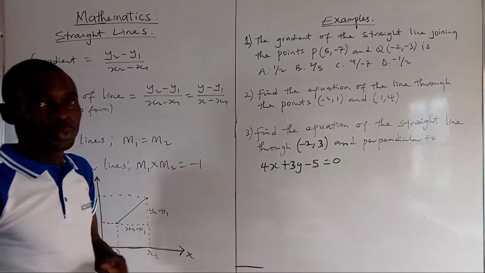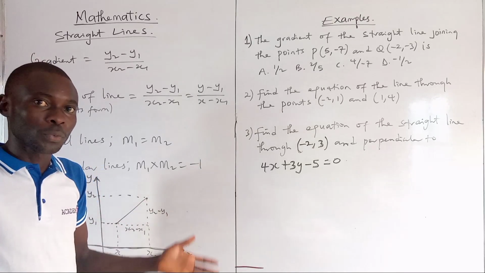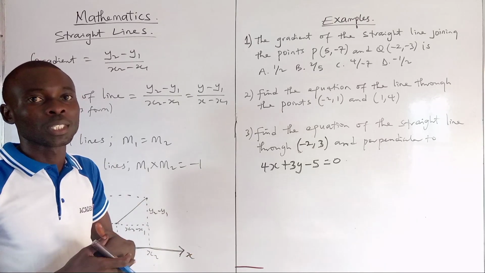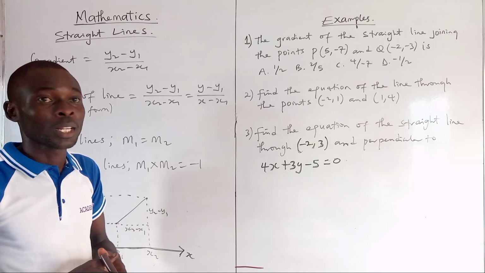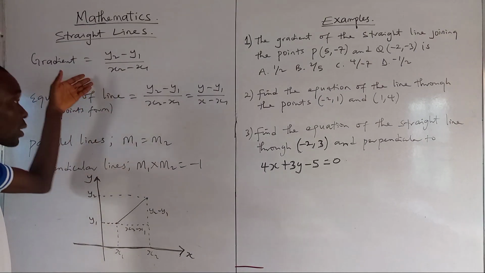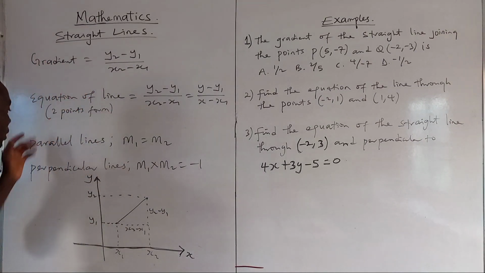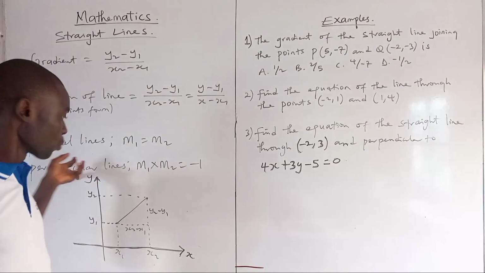There are other things you can do on a straight line, such as finding the distance of the straight line, the midpoint of the straight line. However, we are not going to cover that in this very class. What we are going to focus on is the gradient of the straight line, the equation of the straight line, and then whether two lines are either parallel or perpendicular.